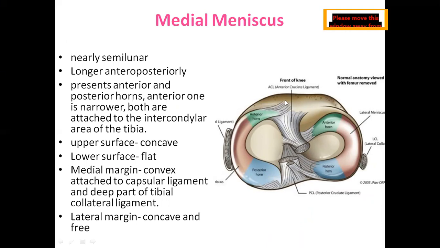Now coming to the medial meniscus. It is nearly semilunar, longer anteroposteriorly. It presents two horns: one is the anterior horn which is narrower, and the posterior horn which is comparatively wider and thicker. Then the upper surface is concave and the lower surface of this meniscus is flat. Medial margin is convex, and attached to the capsular ligament and deep part of the tibial collateral ligament. Lateral margin is concave and free.